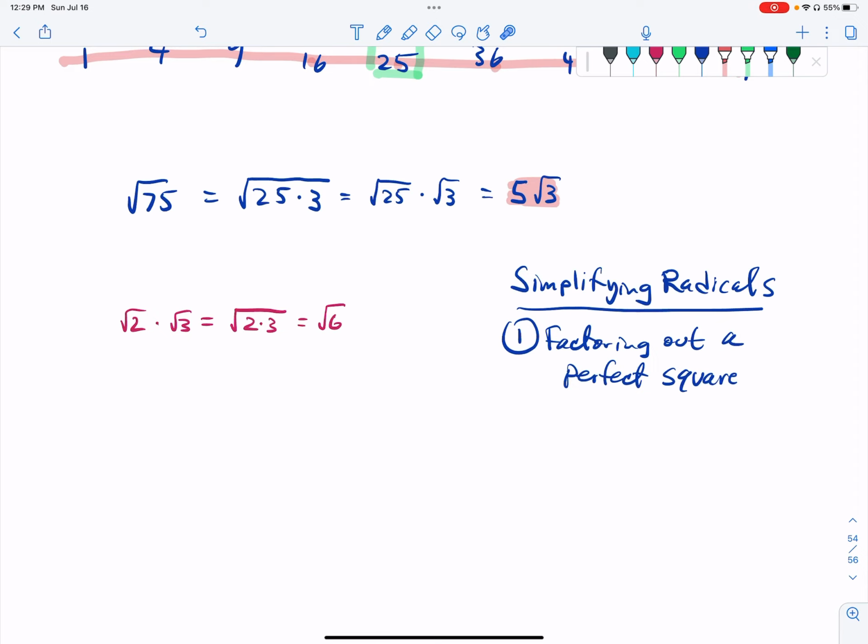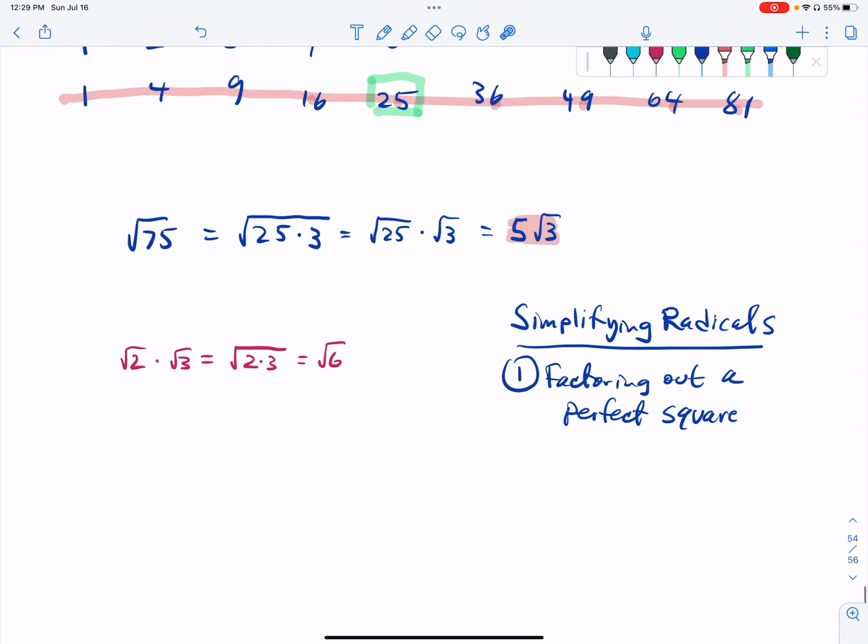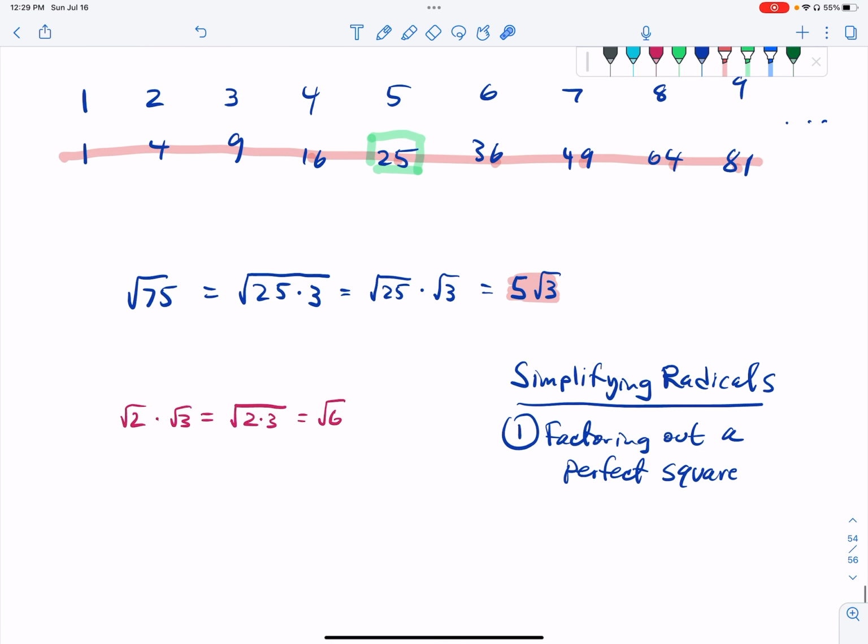Now, this method is good for smaller numbers. Like 75, it's not too complex, not too difficult to try to find a perfect square that goes into 75. It also makes it pretty fast to do mentally. If I know that the square root of 25 goes into it, I would take the square root of 25, put 5 on the outside, and then how many times does 25 go into 75? It's 3, that number goes on the outside there.